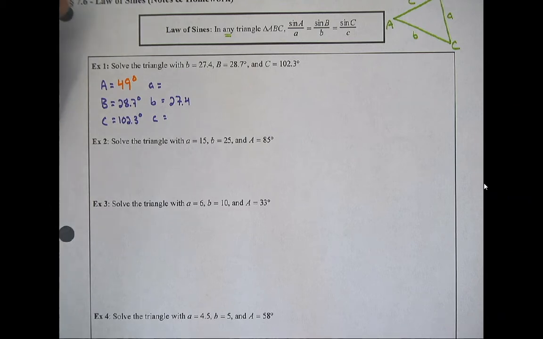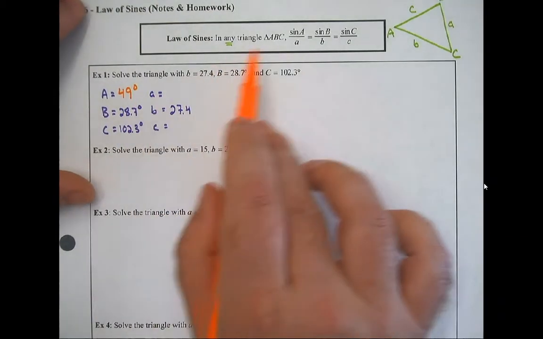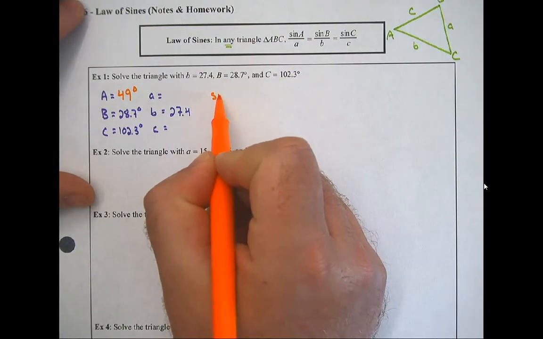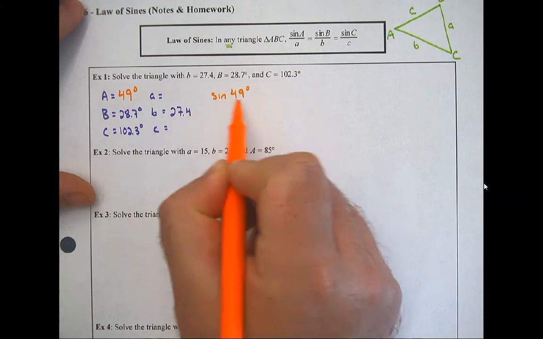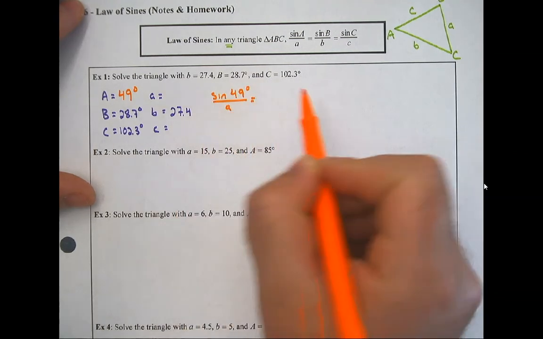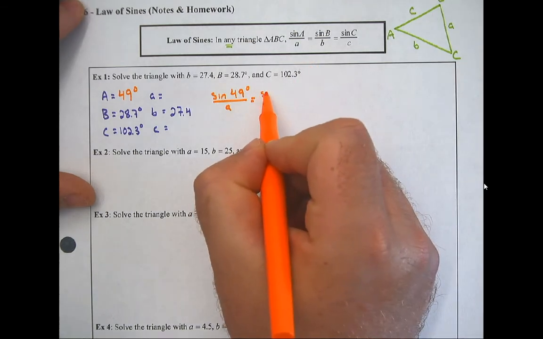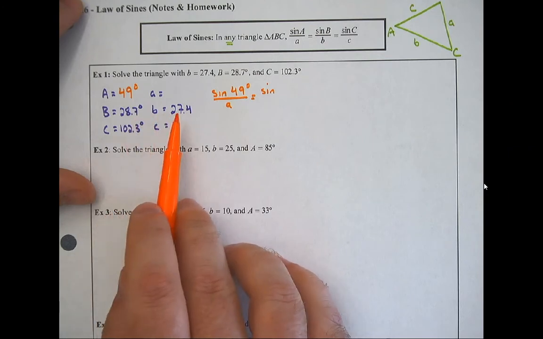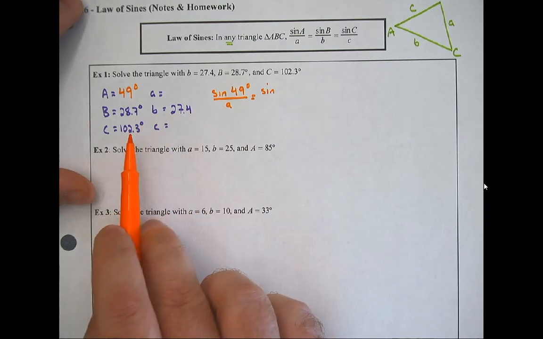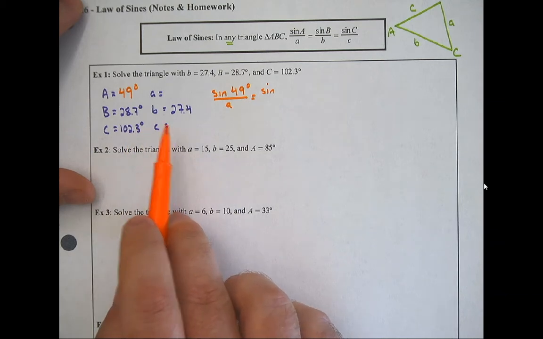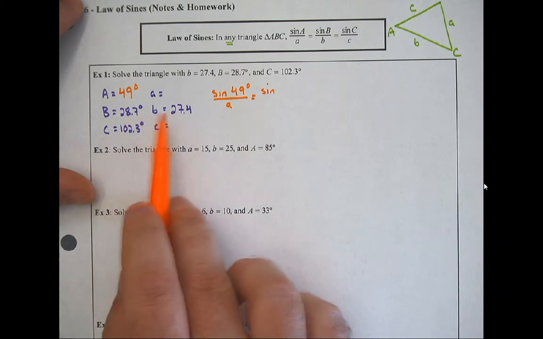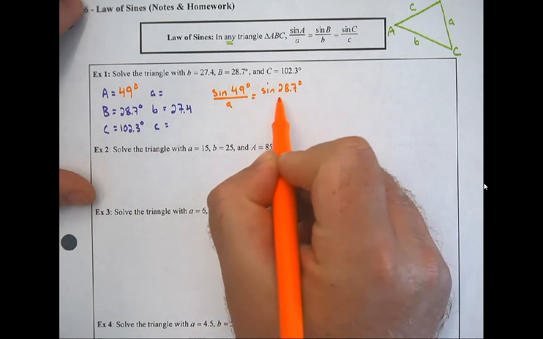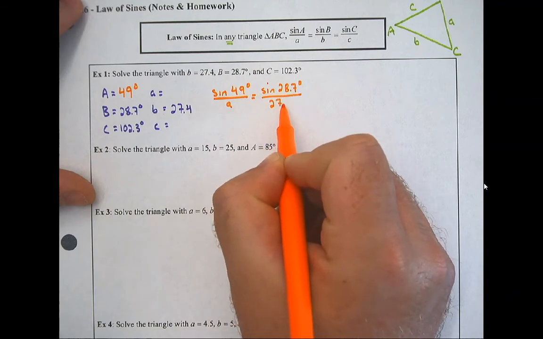So let's do little a first. So it's sine of the angle divided by its opposite side. So sine of 49 degrees over little a is equal to sine of, now from here I want to pick an angle who I know who has its opposite side given. So I don't want to pick big C because I don't know what little c is. We always have to pick one of these where we know both the angle and the side. So 28.7 degrees over 27.4.